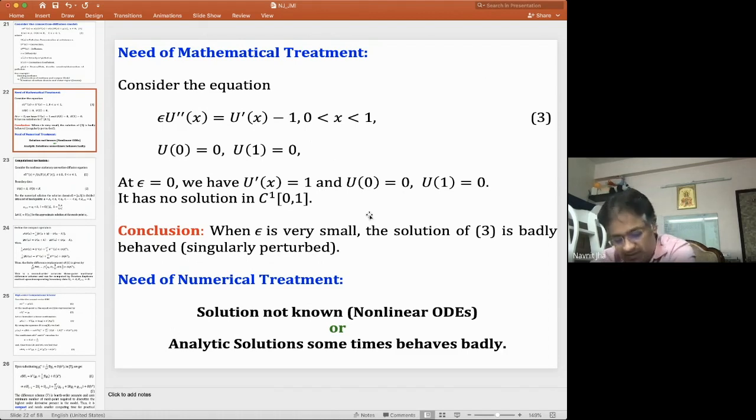That is why I have written that there are two situations. Number one, in many nonlinear ordinary differential equations or nonlinear partial differential equations, exact solutions are not known. Then you require a numerical or approximate solution. And sometimes even when the known analytical solution behaves badly, we need numerical treatment.